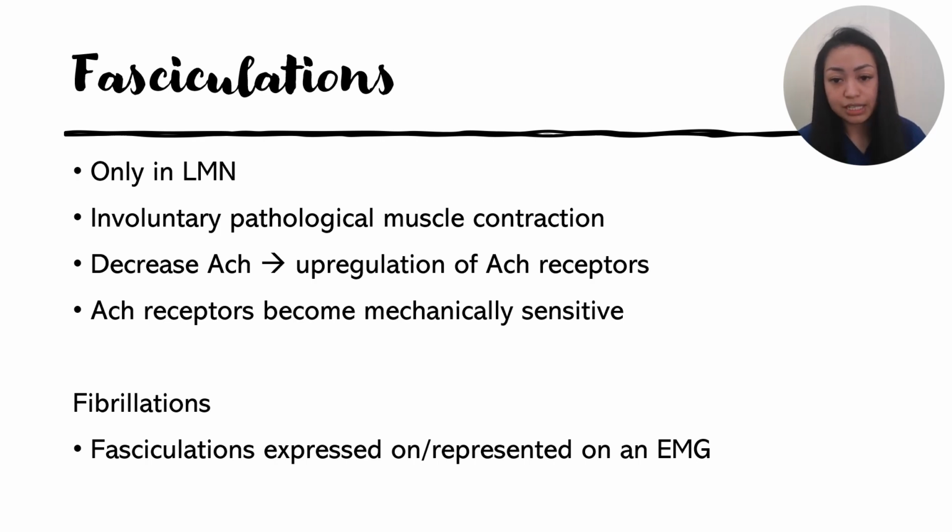Before we move on to the next slide, I want to highlight the difference between fasciculations and fibrillations. I told you fasciculations are involuntary pathological muscle contractions, and fibrillations are basically fasciculations that are expressed on an EMG. Fibrillations are fasciculations that we can detect on an EMG. And again, fasciculations and fibrillations are only present in lower motor neurons.